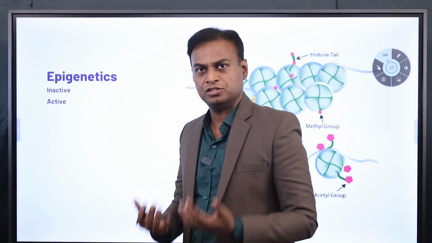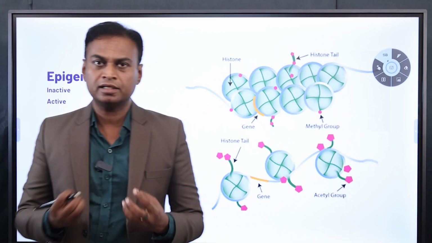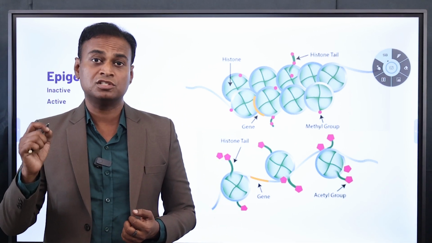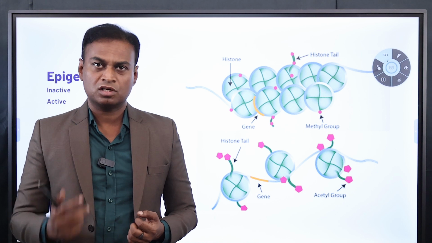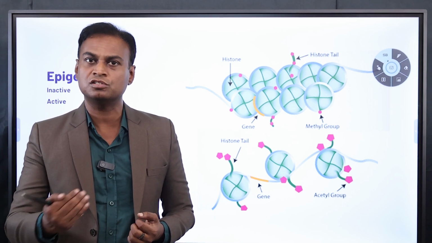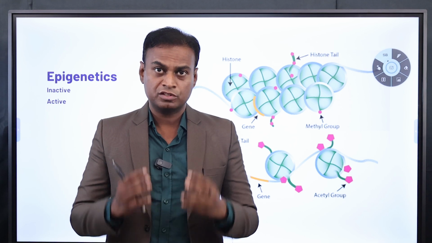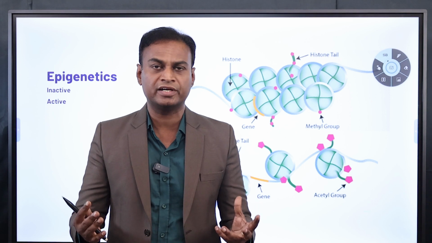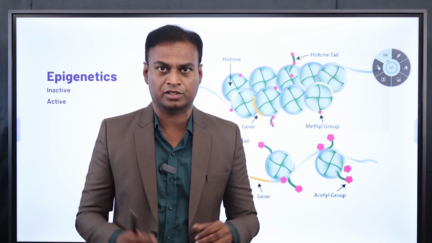If you have 100 genes, only 2% of the genes are active at a time and 98% are inactive. Basically, you are the representation of only 2% of the genes you have. 98% of your genes are inactive. How they are activated and inactivated, we will check.